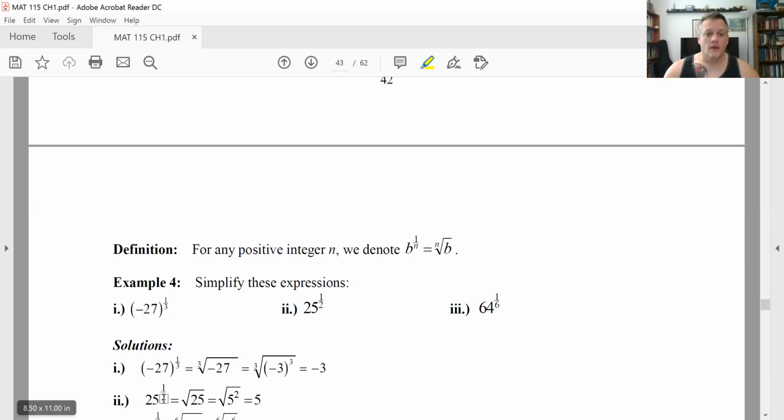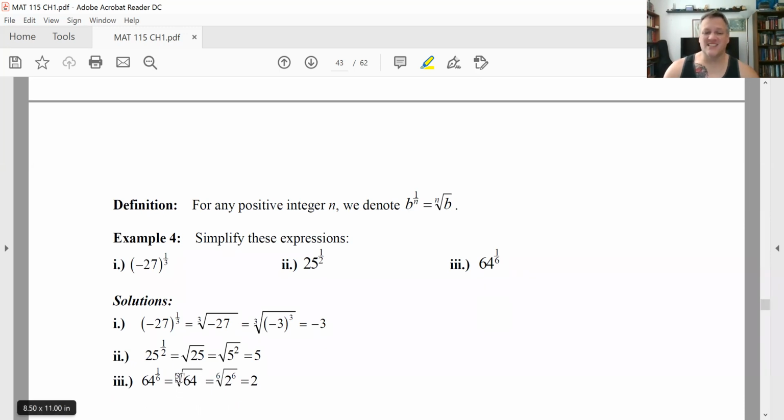All right. And then for the final one, 64 to the 1/6, that means the 6th root of 64. What number can you raise to the 6th power to get 64? Well, technically 2 or minus 2, but remember in the end here, you want the principal root, so that negative isn't going to matter. And so just use 2 to the 6th. 6th root of 2 to the 6th is 2.